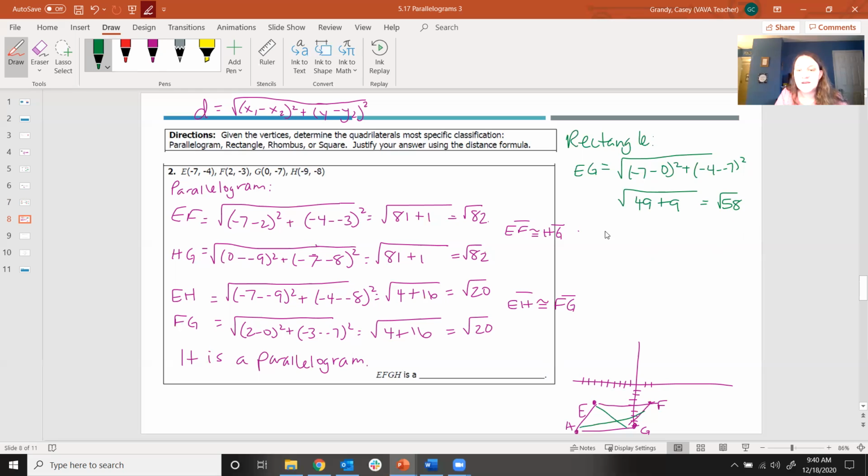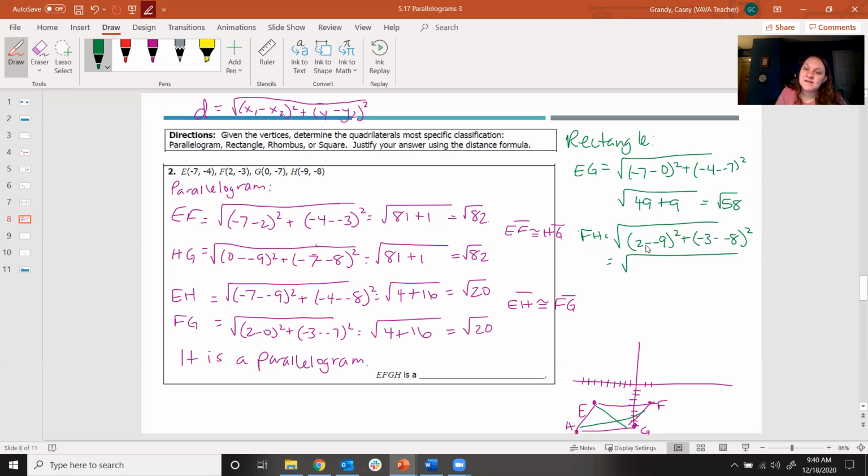And now we'll find FH. So using the points F and H, 2 minus -9 squared, -3 minus -8 squared. Let's see here, this is 11 squared, 121. This is -3 plus 8, 5 squared is 25. So the length of FH is 146, or square root of 146.